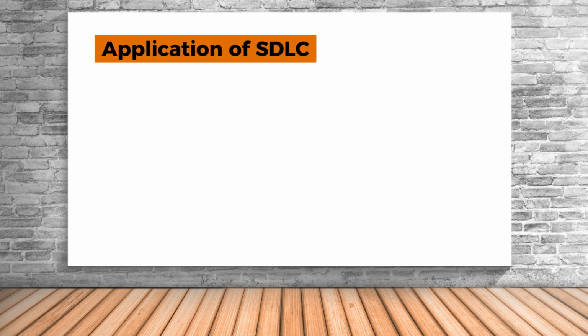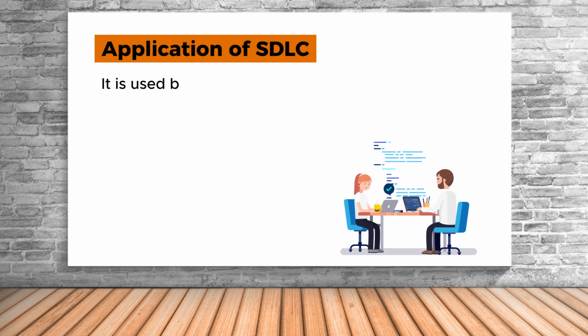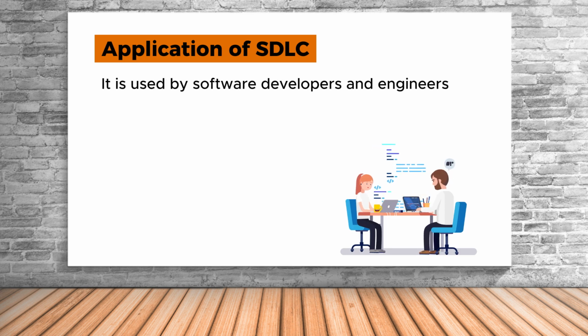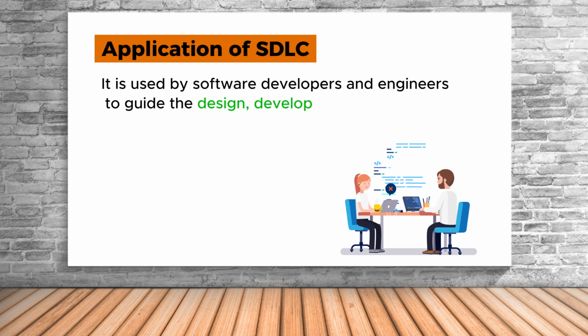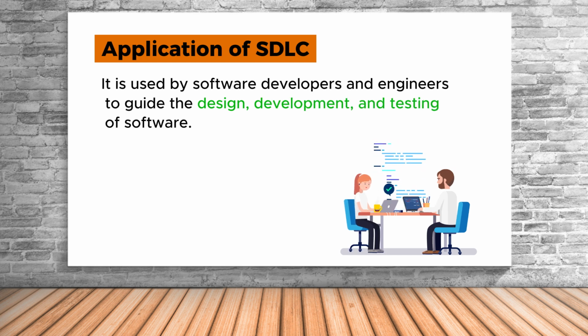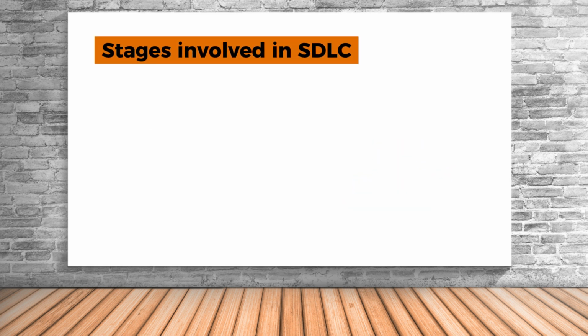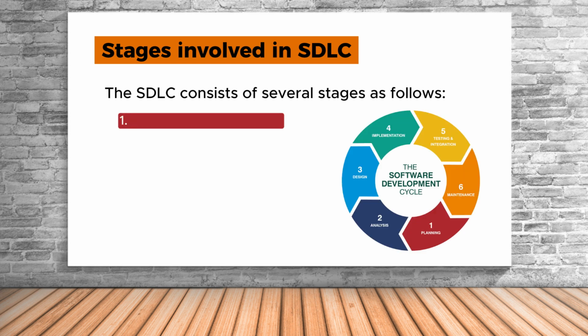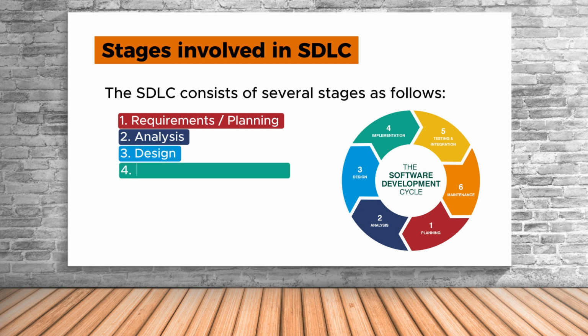Application of Software Development Lifecycle. It is used by software developers and engineers to guide the design, development, and testing of software. Stages involved in SDLC. The SDLC consists of several stages as follows. 1. Requirements planning. 2. Analysis. 3. Design. 4. Coding, implementation. 5. Testing. 6. Deployment. 7. Maintenance.